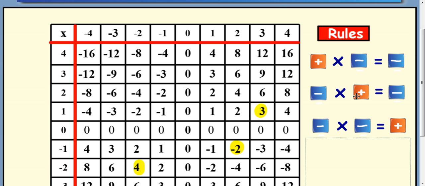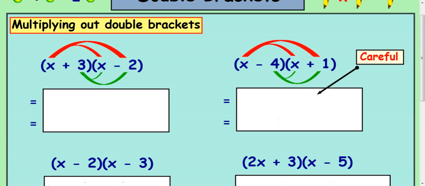If the signs are different, then you generate a negative answer. For example, 4 times negative 2 would be negative 8. Negative 3 times 2 would be negative 6. So the signs are different, negative answers. Signs the same, positive answers. Right, let's do this then.